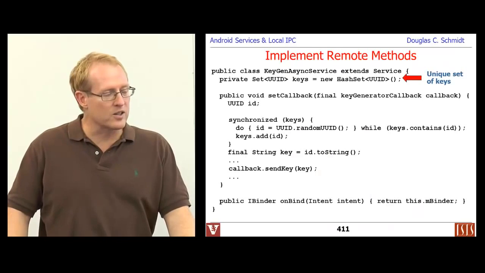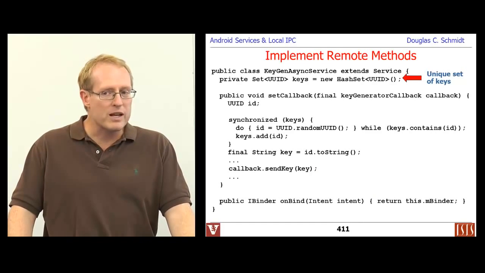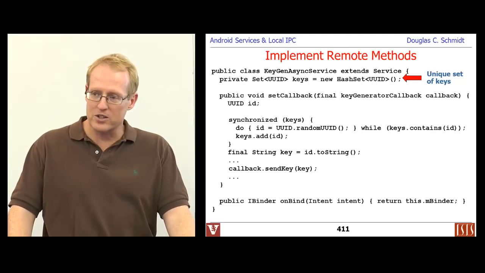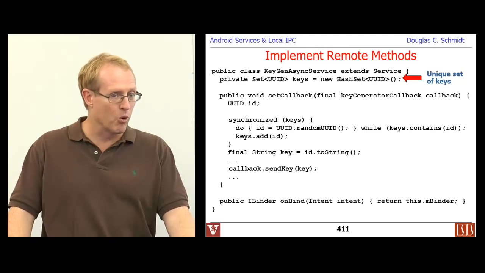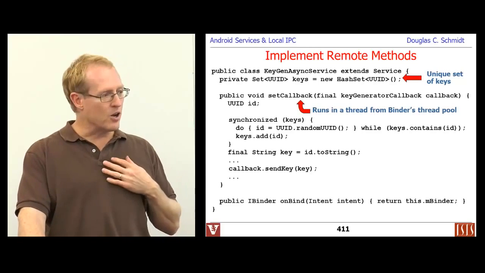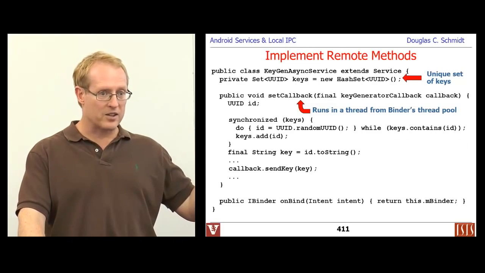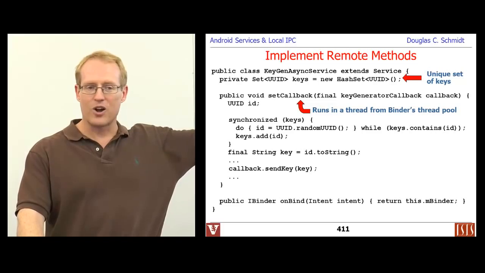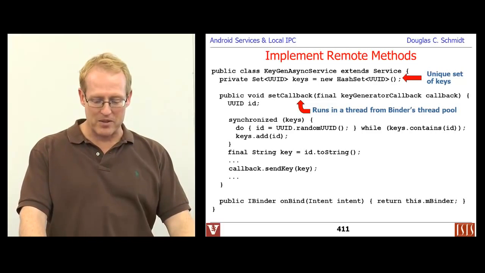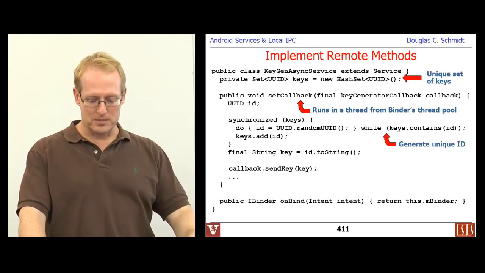OK, so let's go ahead and take a look at the code here. You can see that the server side is pretty much the same. As I said before, I could do some other tricky things to make it more interesting. What happens here is we have the set callback method. Set callback is a one-way call, so it's not going to block the caller. The caller is long gone doing other things by the time this set callback method is run. And it runs in a thread that's taken out of the binder's thread pool.